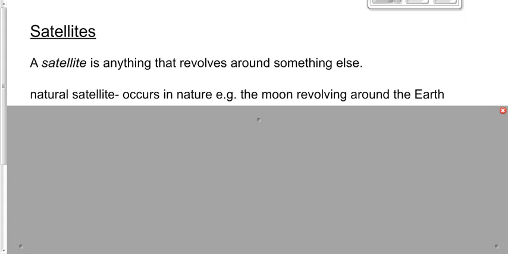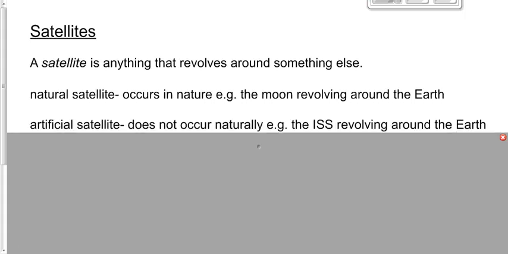There's two kinds of satellites. One's called a natural satellite, which is something that occurs in nature, like the moon revolving around the Earth, or the Earth revolving around the sun, or any of the other planets revolving around the sun. Those are natural satellites. They go around the sun, or the Earth, as the case may be. They're held in orbit with that centripetal force by a force of gravity. It's the typical satellite that we talk about, except it's nature.